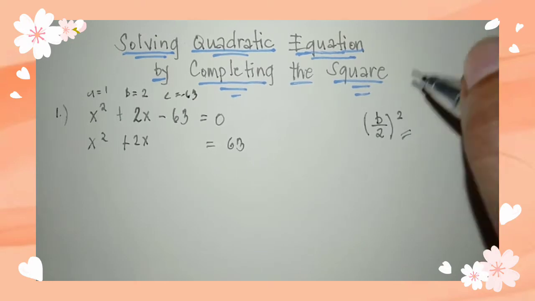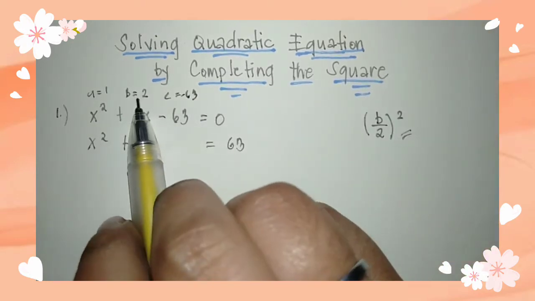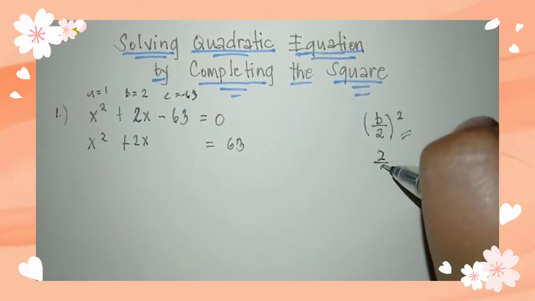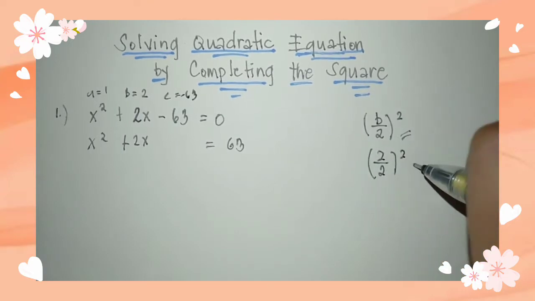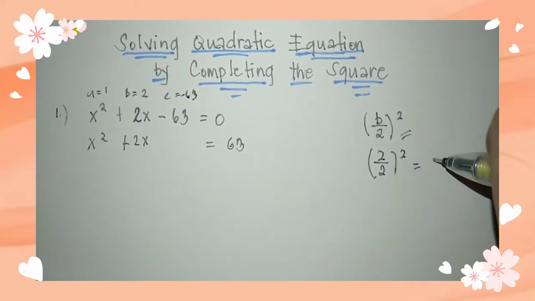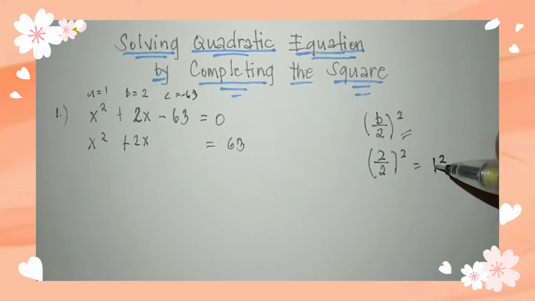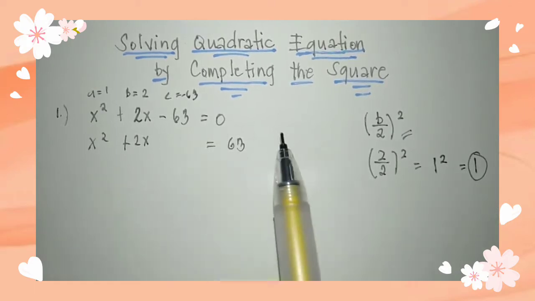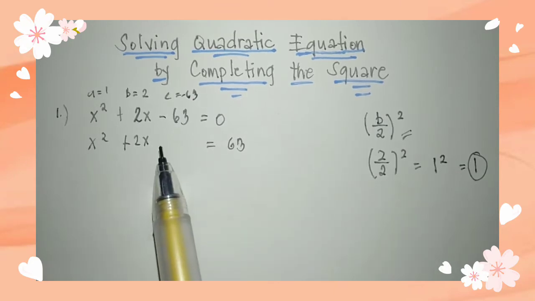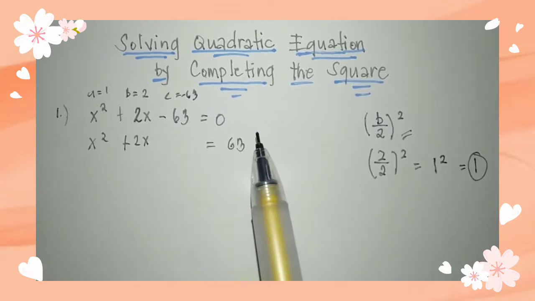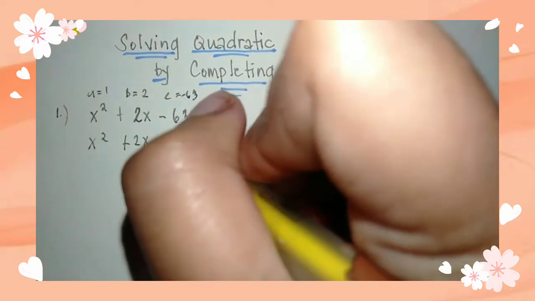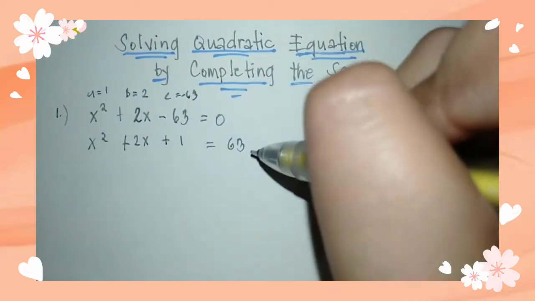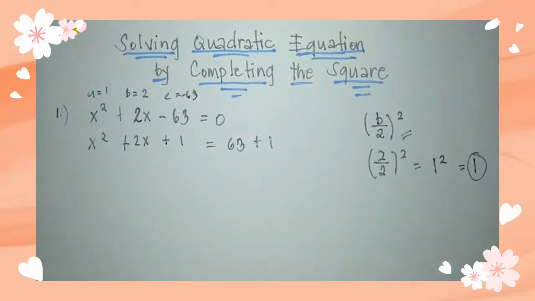Okay? So, we're going to use 2 over 2 squared. So, 2 divided by 2 is 1. So, 1 times 1 is equal to 1. Yun na po yung ilalagay natin, both sides. Kung anong ilalagay natin dito, ganun din, lalagyan din natin yung kabila. For example, we have positive 1 and positive 1. Okay? The next thing to do is, nakuha na natin si perfect square trinomial.